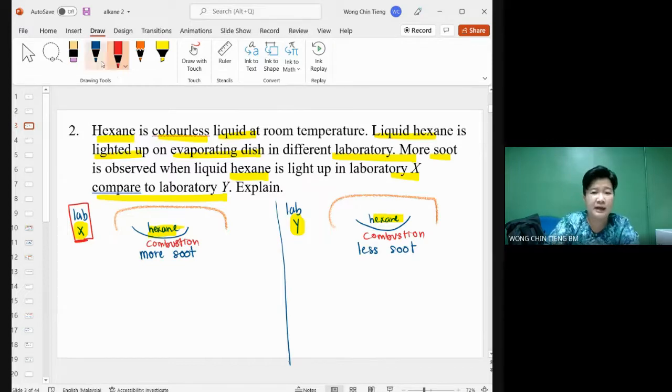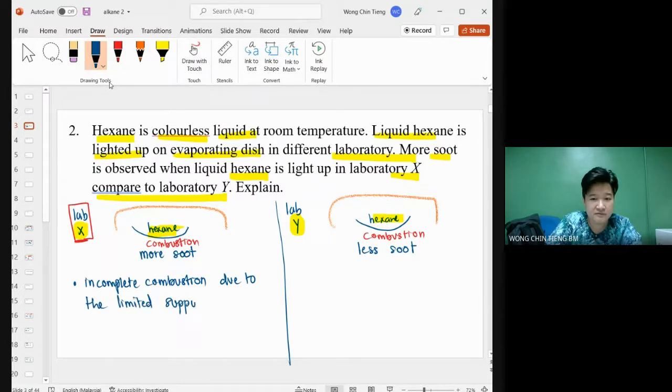Alright? So, in lab X, what happen when you produce more soot? Whenever we talk about combustion, dia ada 3 keyword je. The type of combustion, alright? The oxygen supply, the product. Tu je saya nak. So, in lab X, incomplete combustion form. Incomplete combustion. Kenapa? Due to the limited supply of oxygen gas. Oxygen gas, tak nak oxygen je.